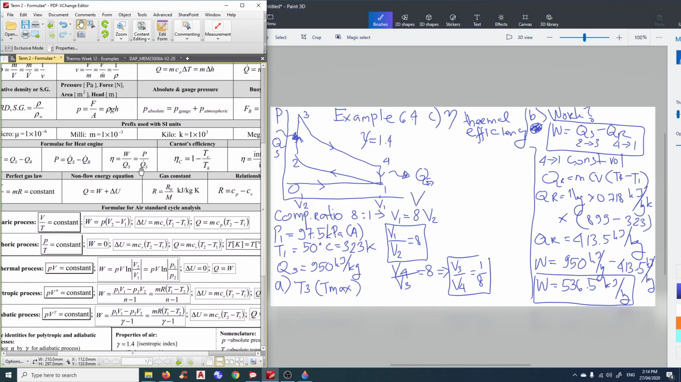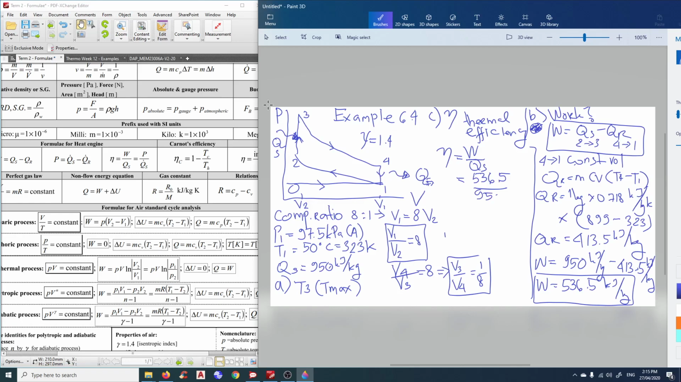Efficiency of a heat engine will be this. Efficiency equals work output divided by Q supply. Our work, we already calculated that, 536.5. Q being supplied is this 950, given by the problem, and efficiency is 56.5%.